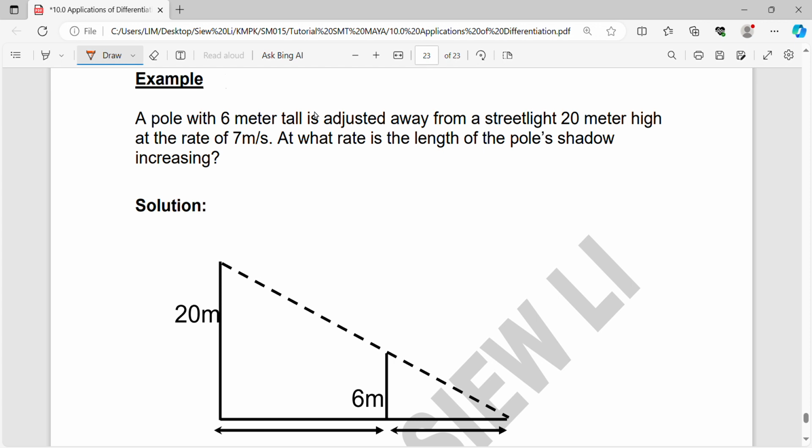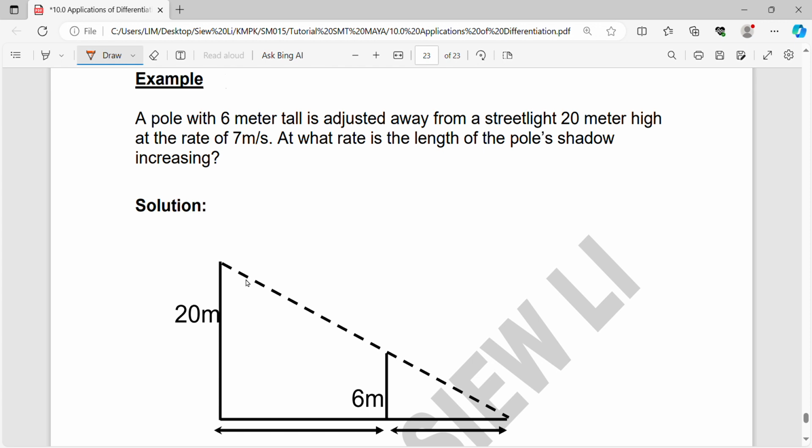Hi everyone, in this example, a pole is 6 meters tall. With these questions, we draw it ourselves. So this is our pole with 6 meters tall. It is adjusted away from a straight line. So ini tiang kita. And we are adjusting this pole away from this straight line.